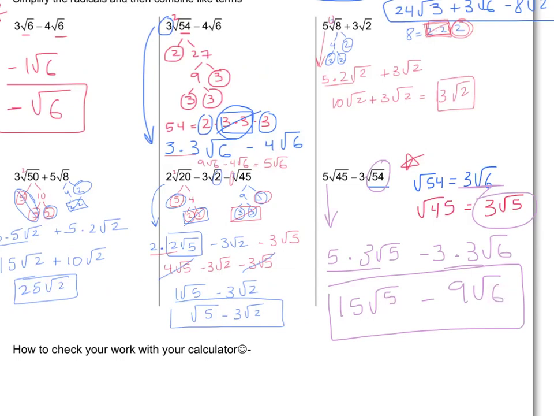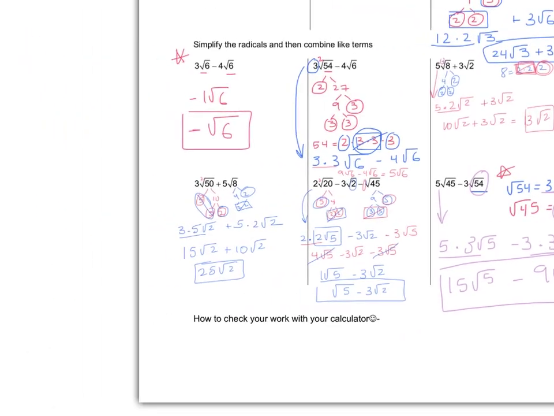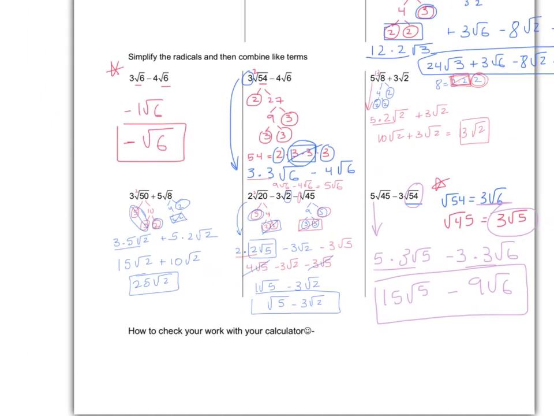Now, how can you do that using a calculator? What you can do is on your calculator you can, for example, put 3 radical 6 minus 4 radical 6, write it as it is, and then find what it would be, and then find negative radical 6 also and look at it in decimal form, and then compare them if they are the same. You can do that. So also you can do the same thing for this. You can type in 3 radical 50 plus 5 radical 8 and find it in decimal form, and you could type 25 radical 2 also in decimal form, and you can see if they give you the same answer.